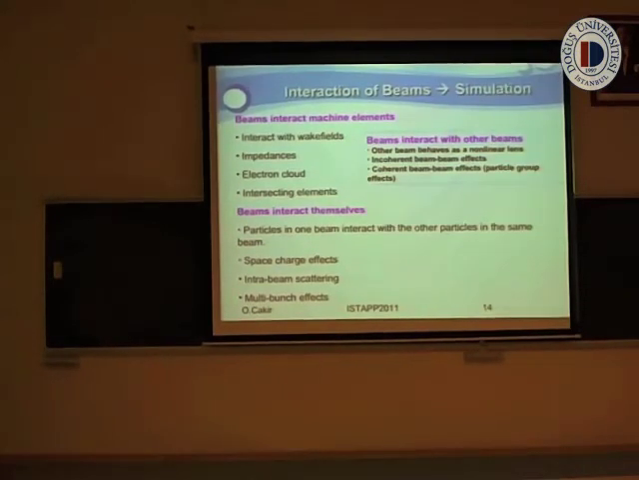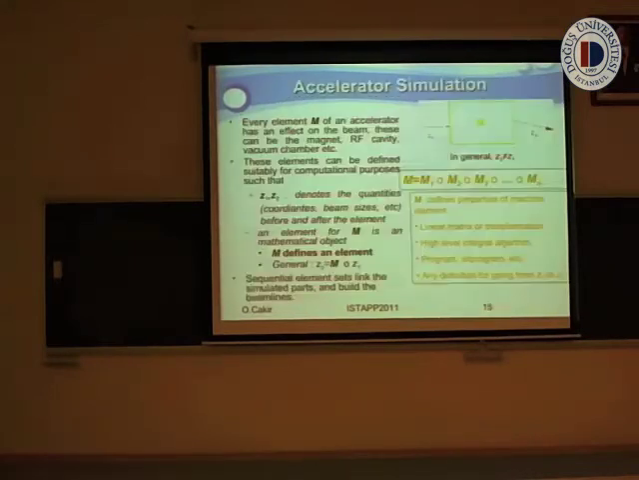Beams interact with other beams. Okay, one beam comes from one side and the other comes from the other side. They can interact with each other. Or if we make them in a bunch structure, there will also be interaction between them. But if they are well separated, then these interactions can be kept small. So incoherent beam-beam effects and coherent beam-beam effects, these are the important things that have to be studied in accelerator physics. Okay.